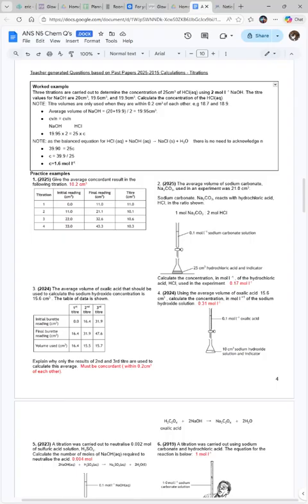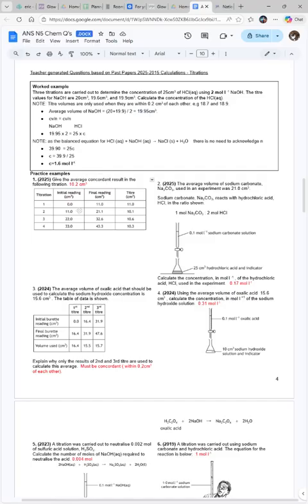Okay, what you can also do at this point is say that we have roughly 20 mils of sodium hydroxide, and it's 2 moles per litre. You've used more hydrochloric acid than that, so you would expect the concentration to be lower. So you can just use a kind of sense check to make sure the numbers seem reasonable.